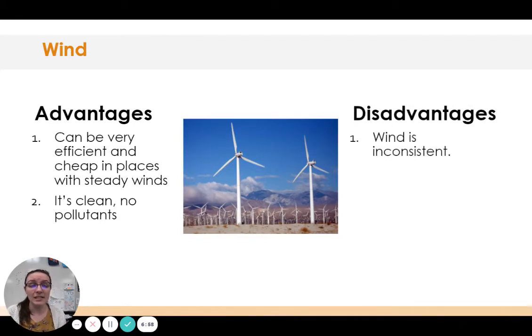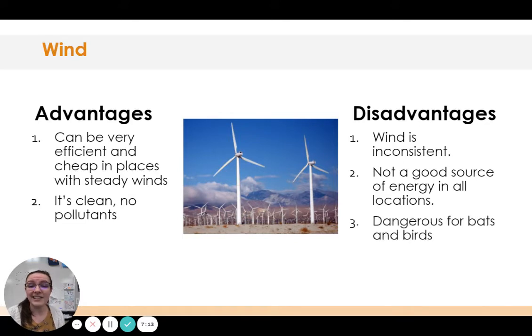Some disadvantages. Typically, in a lot of places, wind is inconsistent. It's not blowing at 60 miles an hour every hour of the day. So this is not going to be a very good source in all locations. And it can be dangerous for birds and for bats. It seems kind of silly to think about, but it can really mess with ecosystems when birds and bats and flying animals are running into wind turbines. So that is genuinely a consideration when figuring out where to build wind farms, is how it could affect local flying animal populations.